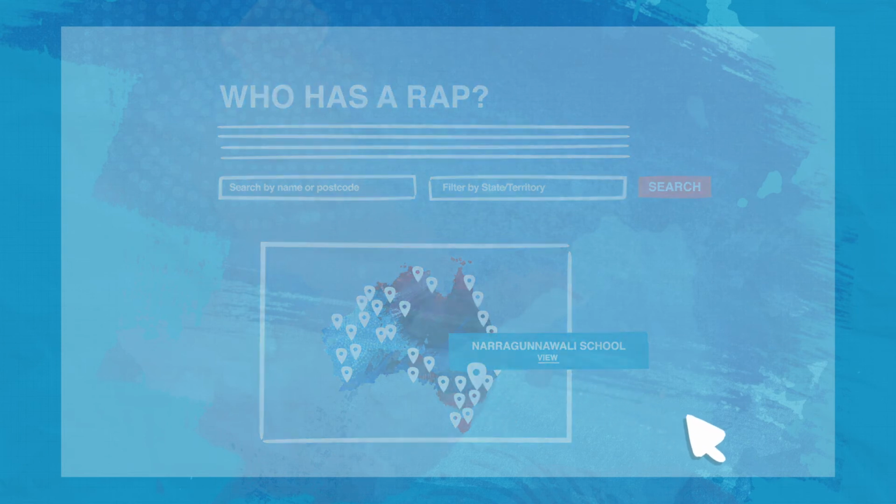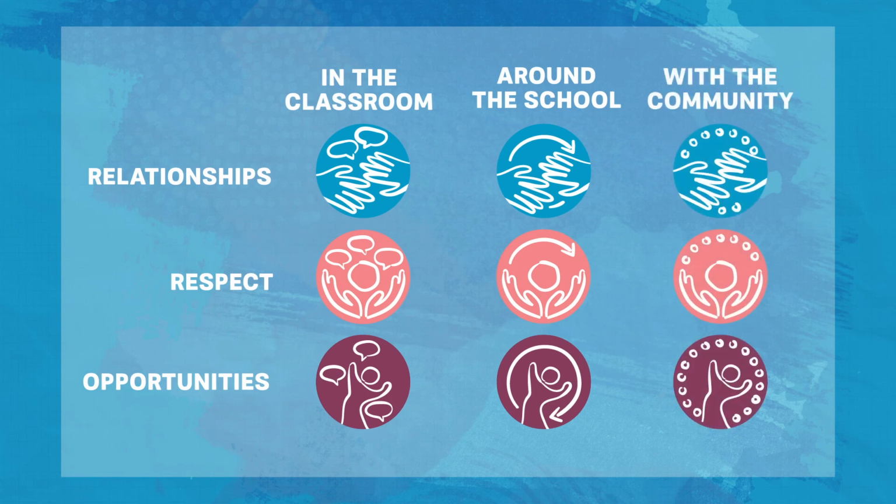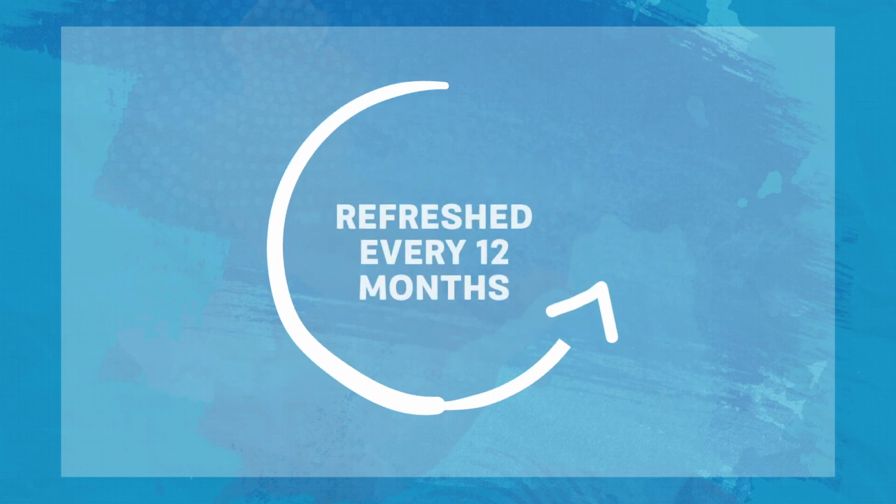Now it's time to put your plan into action and build relationships, respect and opportunities in the classroom, around the school or early learning service, and with the community. Remember that your RAP is an active, living document that should be refreshed every 12 months.